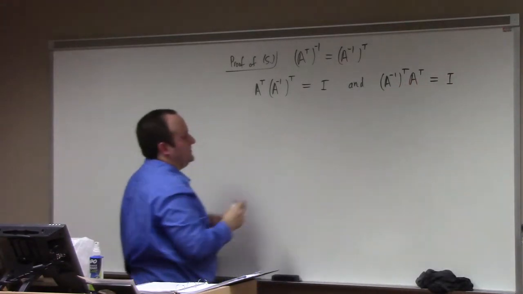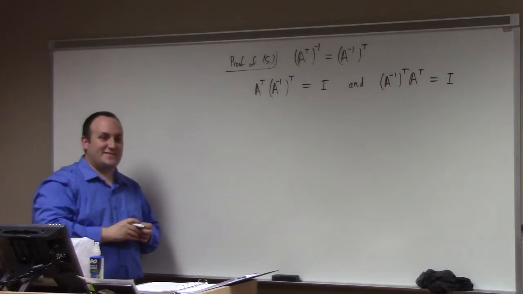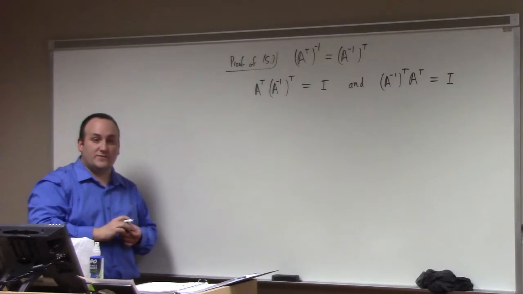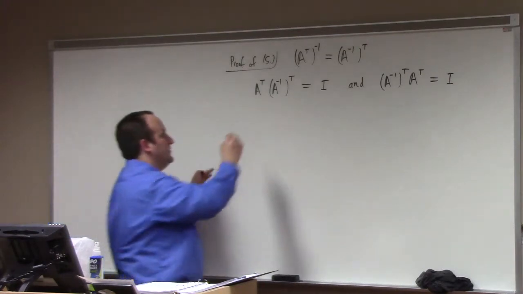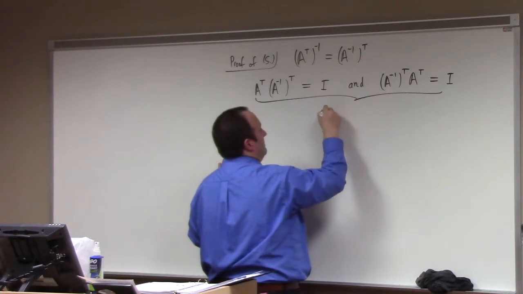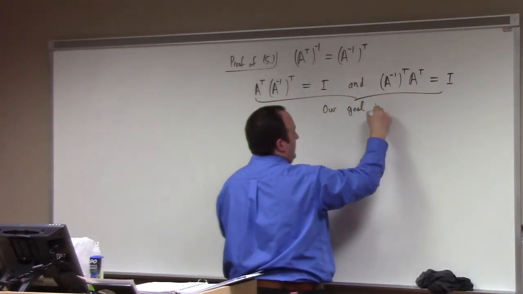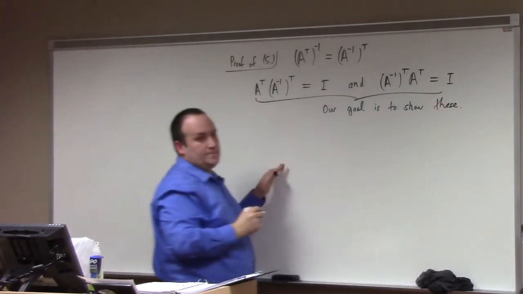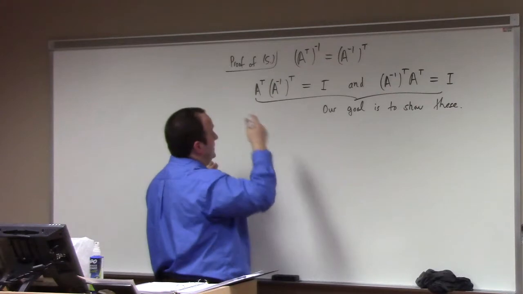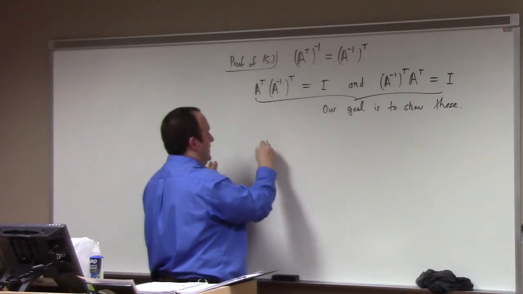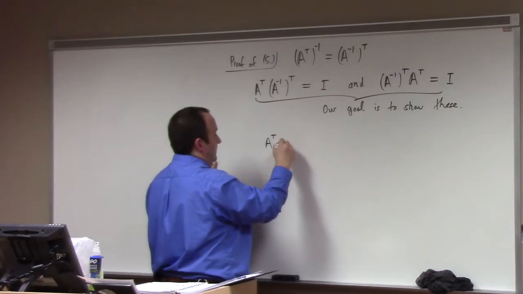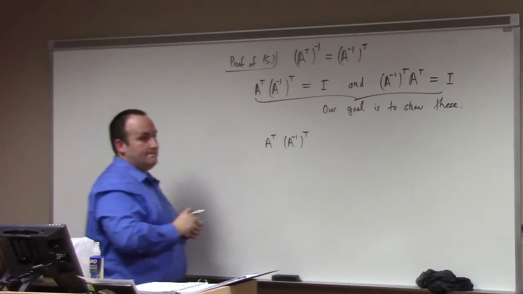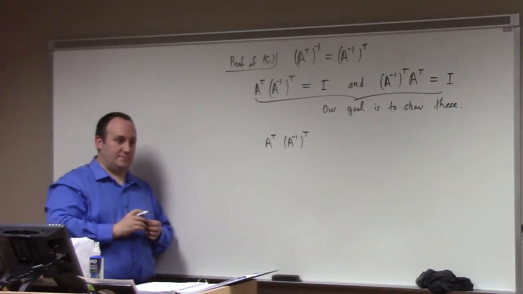Now, when you write something like this at the start of the proof, it's very, very important that you supply extra comments so that I don't think you're assuming the point, right? So I would say something like, our goal is to show these, right? So what I'm going to do is look at A transpose times A inverse transpose. All right? I'm going to look at that.